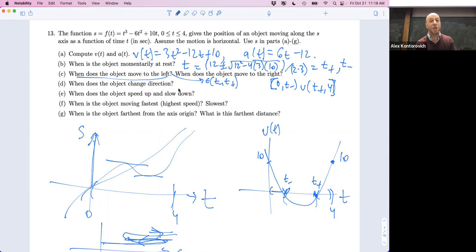When does the object change direction? Change direction of motion. Didn't we just answer that? It changes direction at t plus and at t minus. It's momentarily at rest and then it changes direction. Okay. At t minus and t plus. Am I missing something?